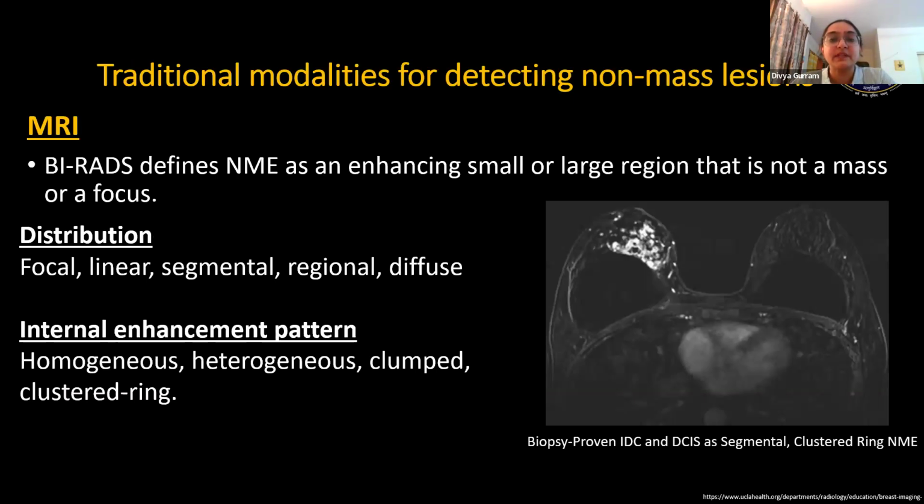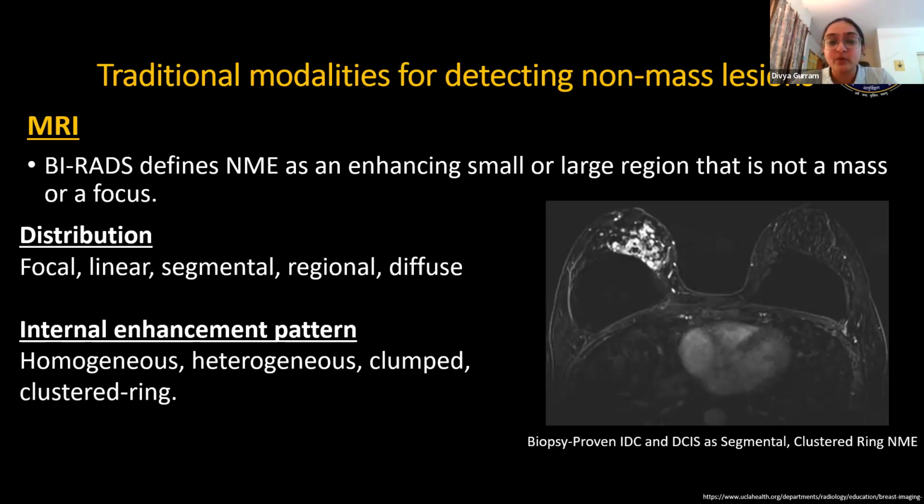Traditionally, when non-mass lesions have been evaluated, the modality we first think of is MRI. BIRADS defines non-mass enhancement as an enhancing area, small or large, that is not exactly a mass or a focus. BIRADS defines non-mass enhancement under two patterns: the distribution of non-mass enhancement, and the internal enhancement pattern. Distribution could be focal, linear, segmental, regional, or diffuse.